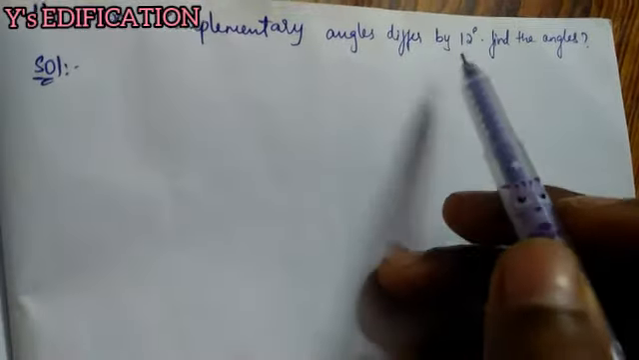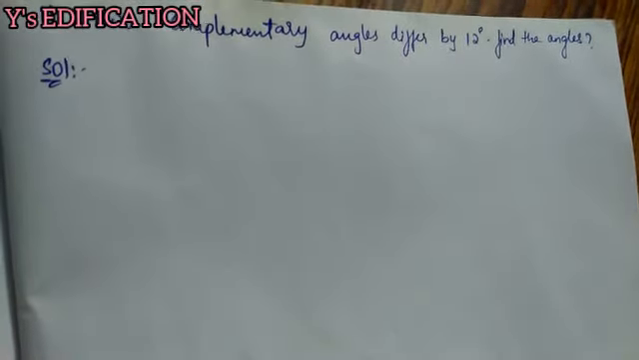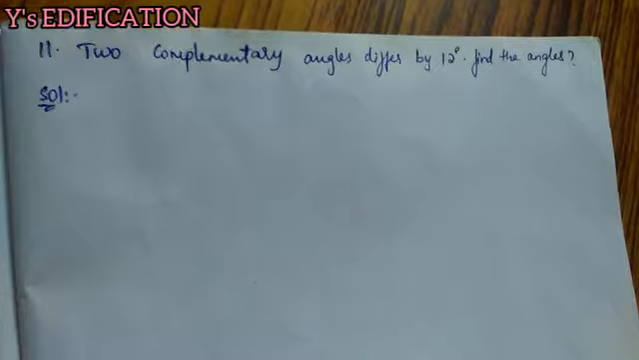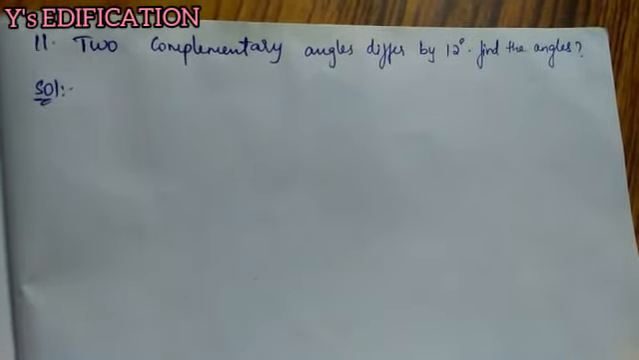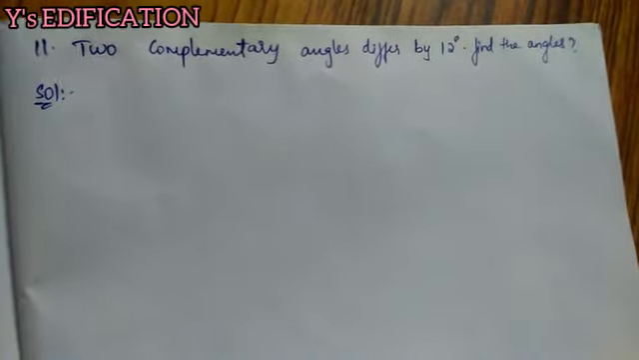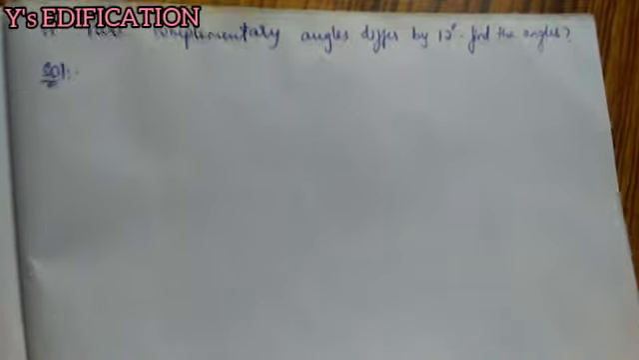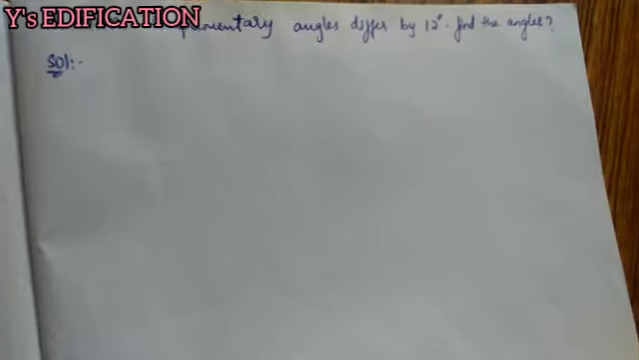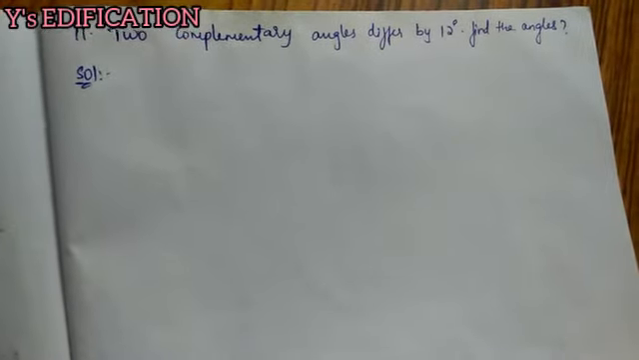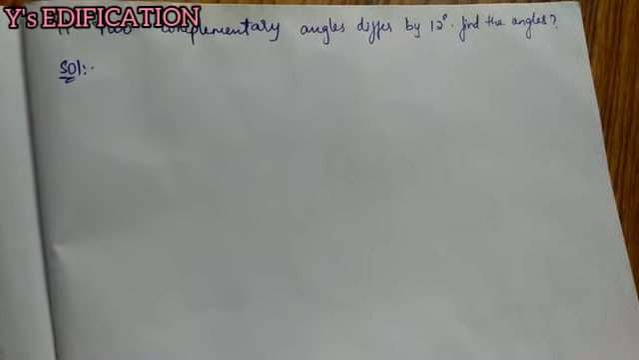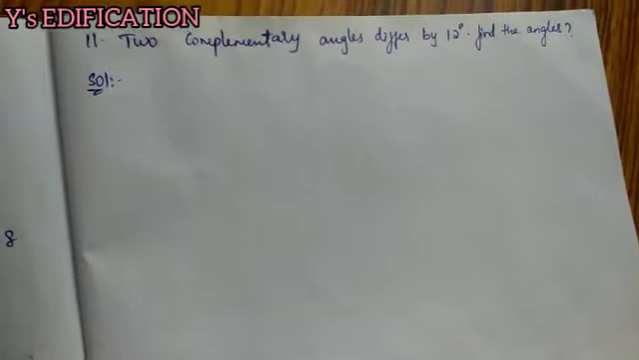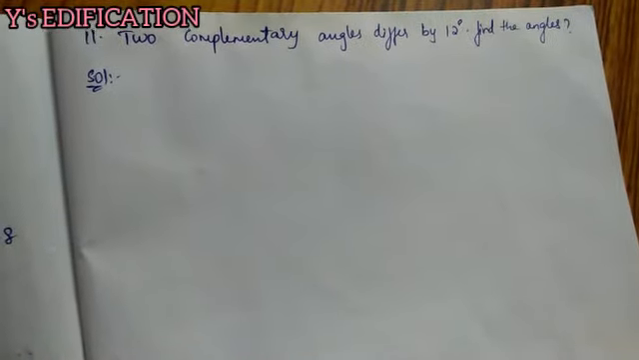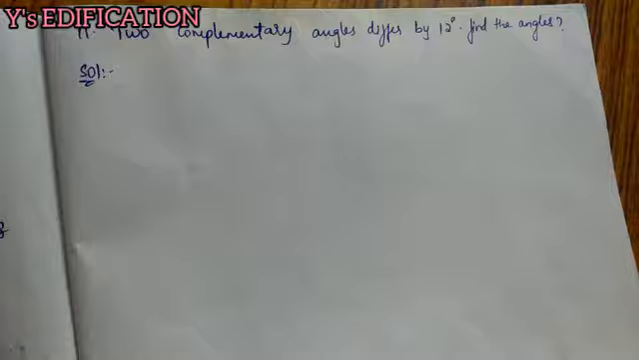So next one. Two complementary angles differ by 12 degrees. Find the angles. Once again I am reading the question. Two complementary angles differ by 12 degrees. Find the angles. The first question here is, what is a complementary angle? Complementary angle means the sum of the angles is 90 degrees.